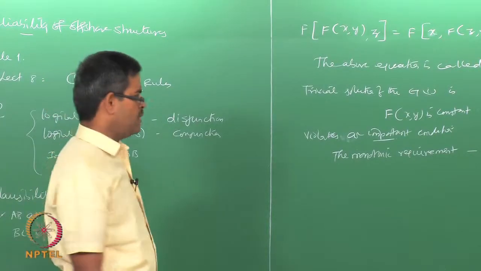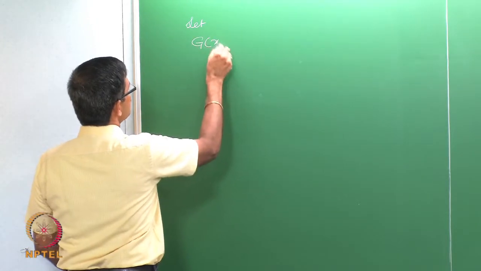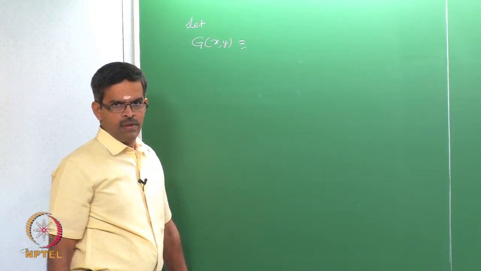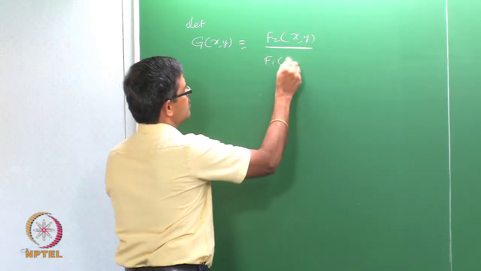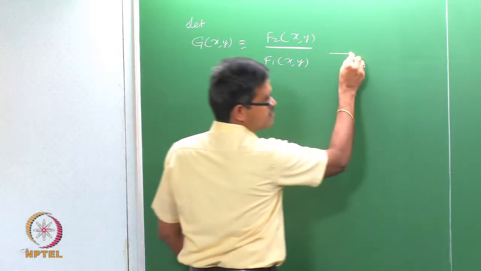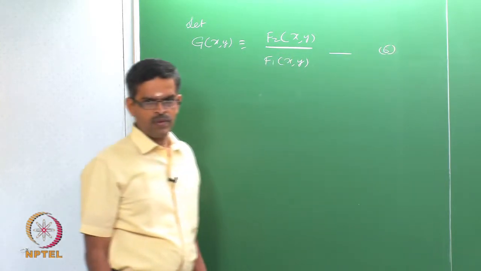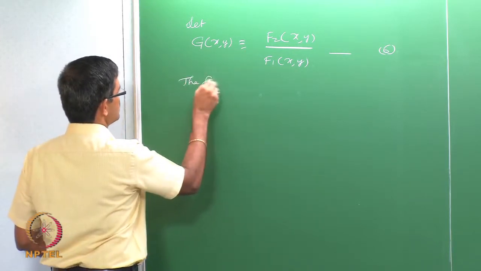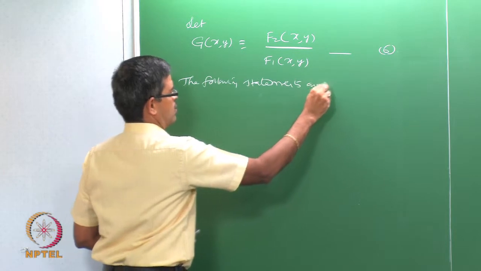Having said this, let us redefine the following. Now, let us define g of x y to be f2 of x y, f1 of x y. After saying this, we can write as follows. So, the following statements are now valid.